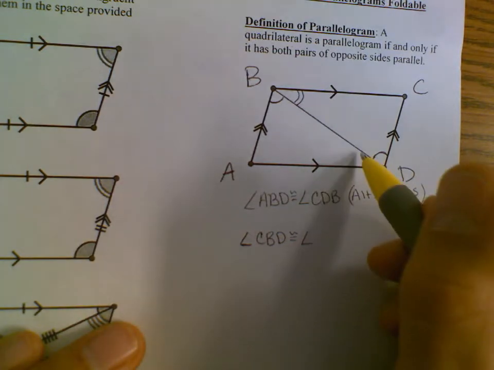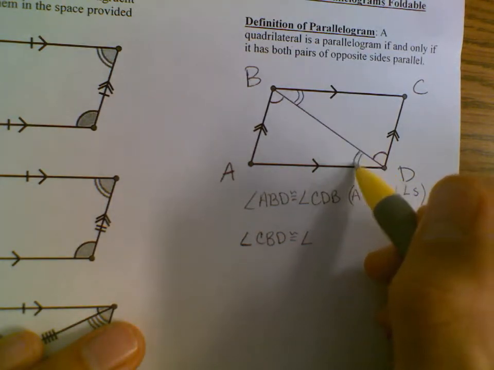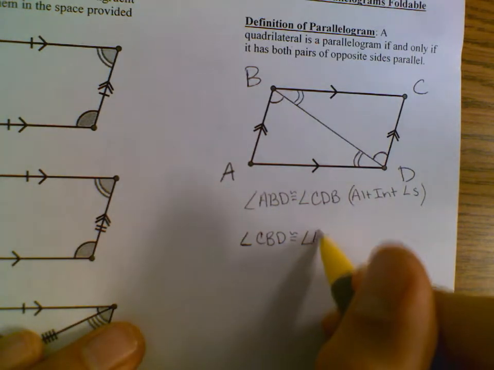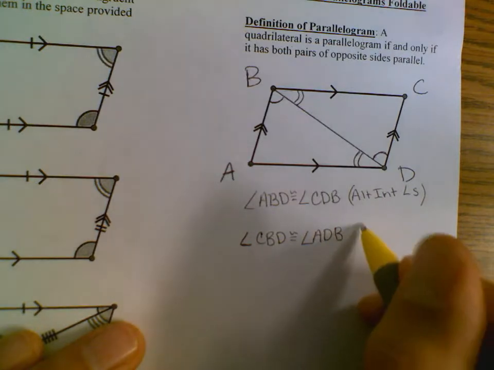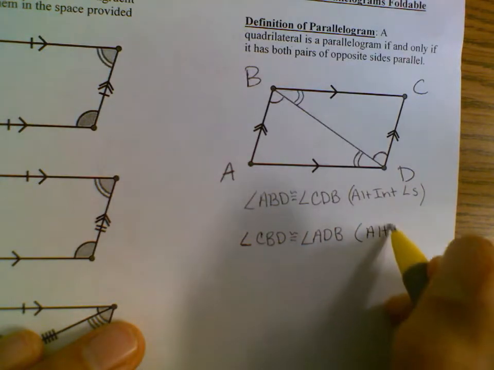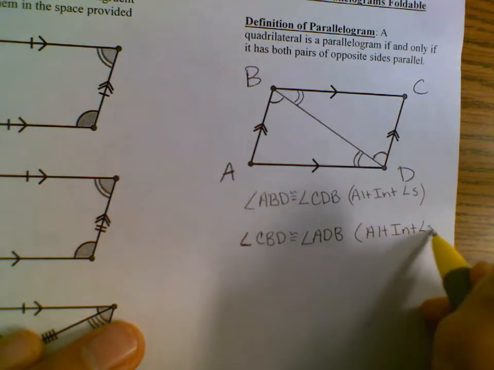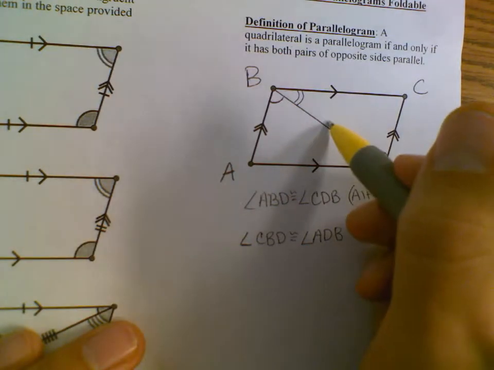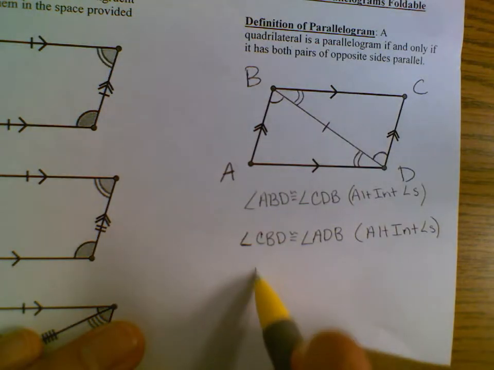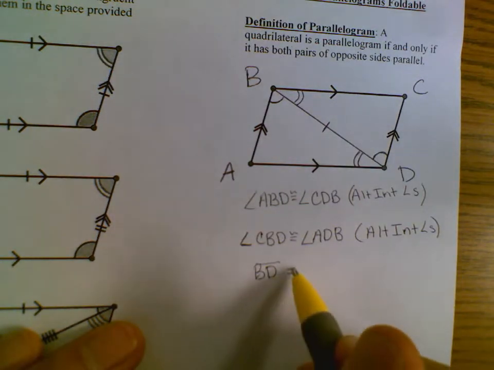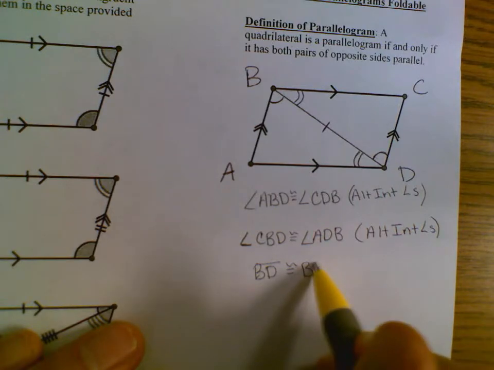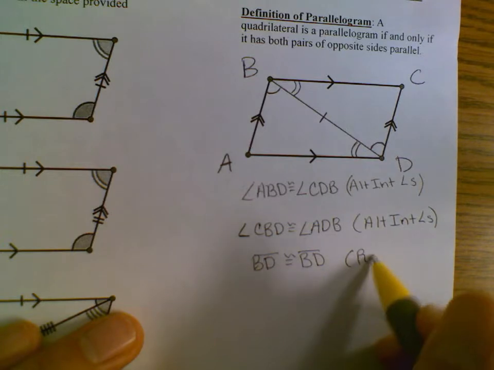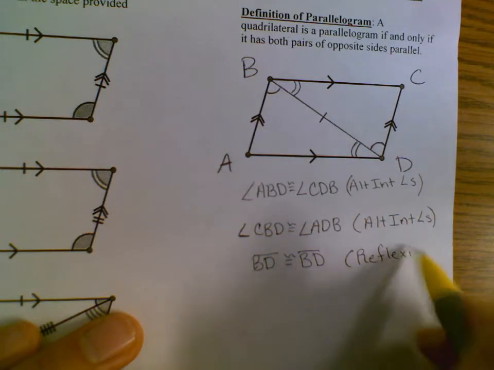And then we're going to use this one down here at the bottom. So 3 letters for that one. ADB. Angle ADB. And that is also by alternate interior angles, right? And then we can mark the shared side congruent. We can say that BD is congruent to BD by the reflexive property of congruence. If you just write reflexive, that's good enough for me.